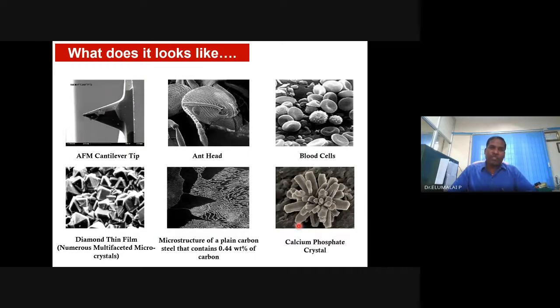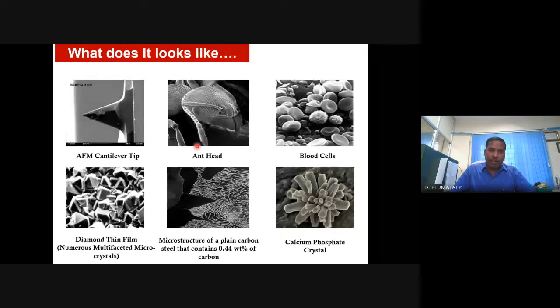This is how the surfaces look up. For example, if you look at the head of a hand, it looks like this. The blood cells have this kind of morphology.